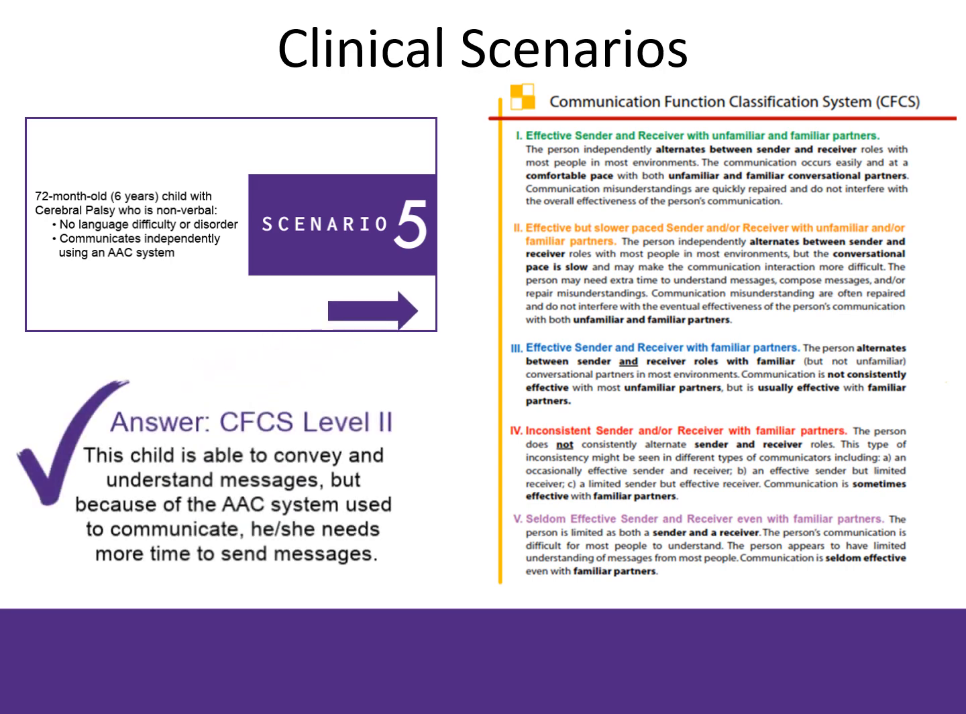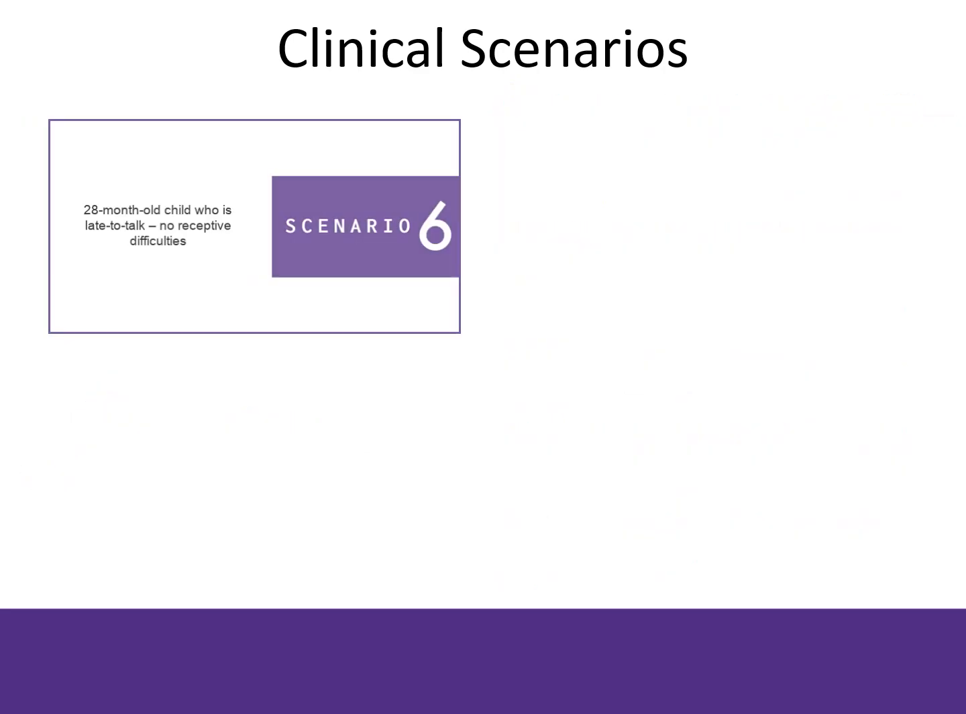This child should be classified as CFCS Level 2. The child is able to convey and understand messages, but because of the AAC system used to communicate, he needs more time to send messages. Scenario 6. A 28-month-old child who is late to talk with no receptive difficulties.